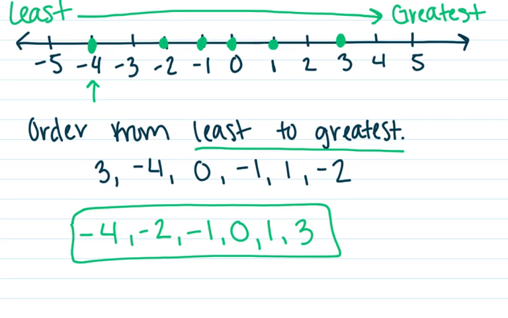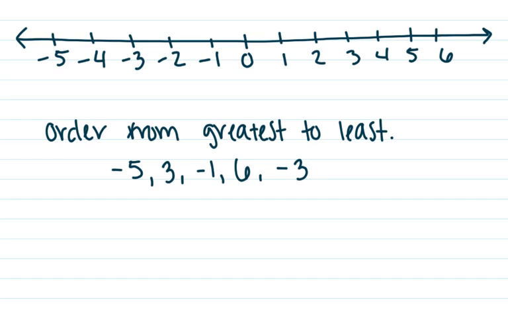Again, if I put my numbers on a number line, I can just look left to right, and they're already put in order from least to greatest. Let's do one more like this. This time, I want to order these numbers from greatest to least. So let's go ahead and mark them on my number line. I have a -5, a +3, a -1, a +6, and then a -3.